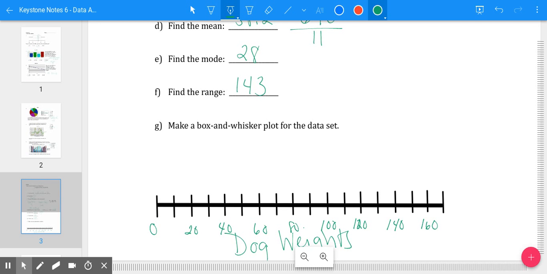The lowest point was at 17. Just have to approximate that. The quartile 1 was 28. Quartile 2, or the median, was at 40. 84 was quartile 3. And the highest value here is all the way out at 160. So the middle three lines create the box. And then we just extend from the edges of the box out to the whiskers.